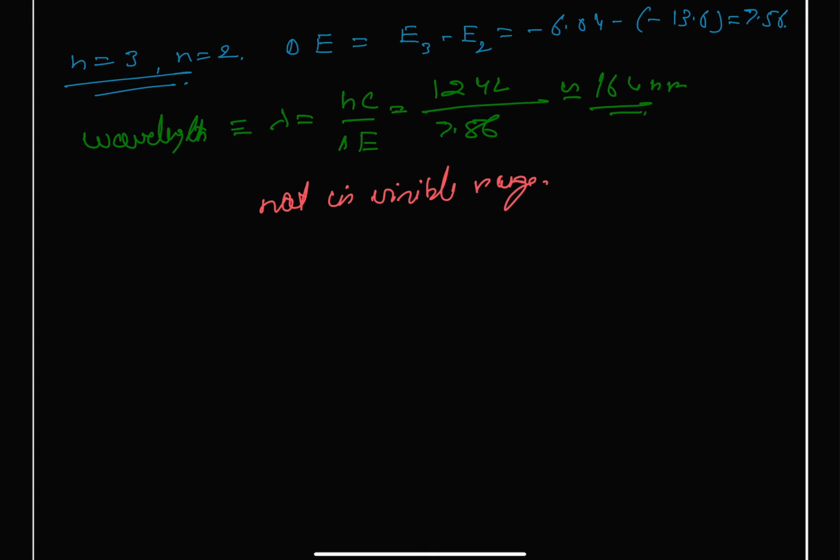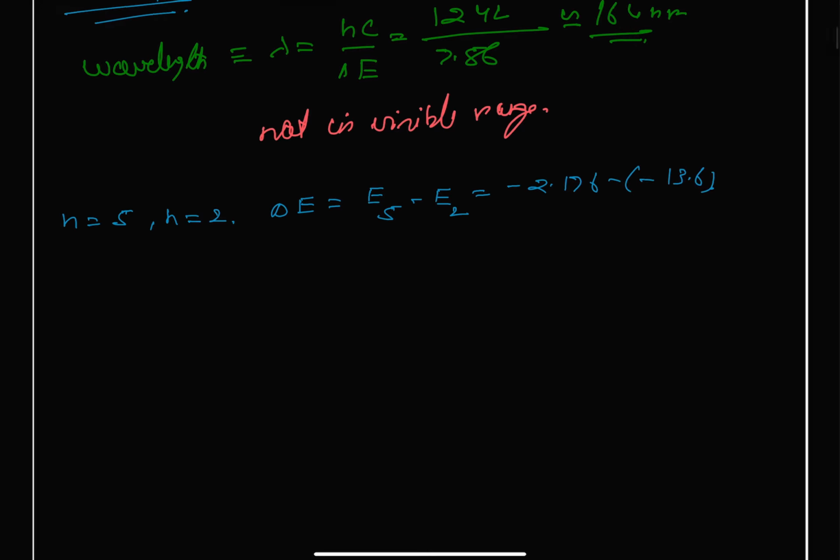So we are going to try now n equal to 5 to n equal to 2. From here we can write our delta E will be equal to E of 5 minus E of 2. E of 5 is minus 2.176 minus of minus 13.6, and this gives us that our delta E will be 3.864 electron volt.